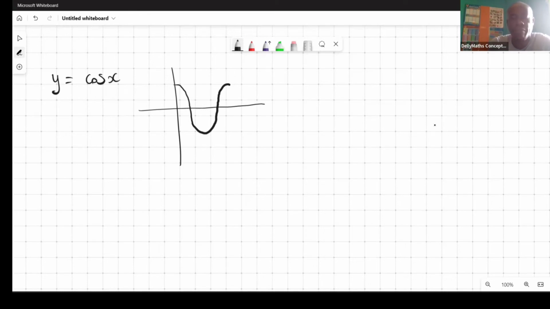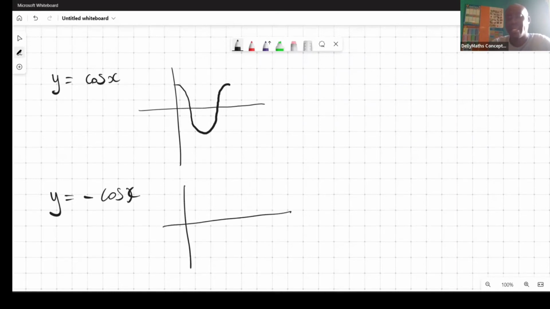That's the general shape. Let's look at what y is equal to negative cos x will be like. It's definitely going to be a reflection in the x-axis. So instead of starting from the top here, it's going to start at the bottom. It's going to go like that, come up, then come back down, and end there. So we want to at least have that general idea of the sine positive, negative, cosine positive, and negative. Those are the general shapes.